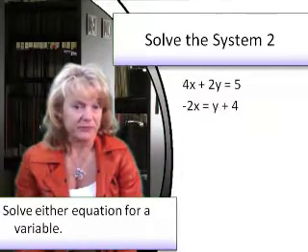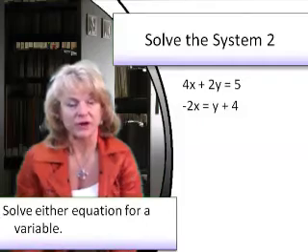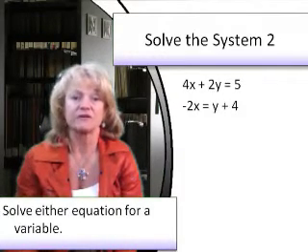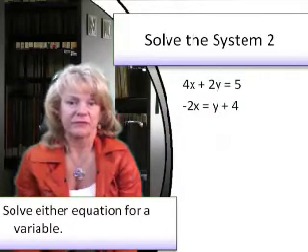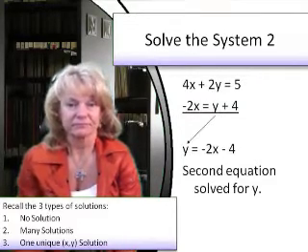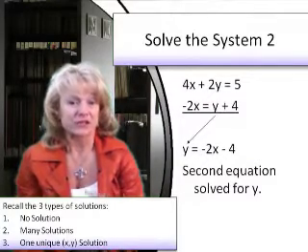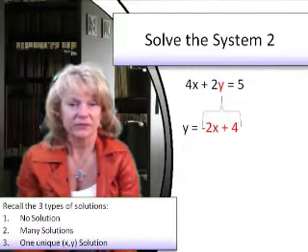Here's our second example. Again, with the substitution method, you solve either equation for x or y. I think the easiest thing to do is to solve the second equation for y. I always take the path of least resistance. Now we're ready to substitute this equation into the first for the y variable. This slide shows that substitution.